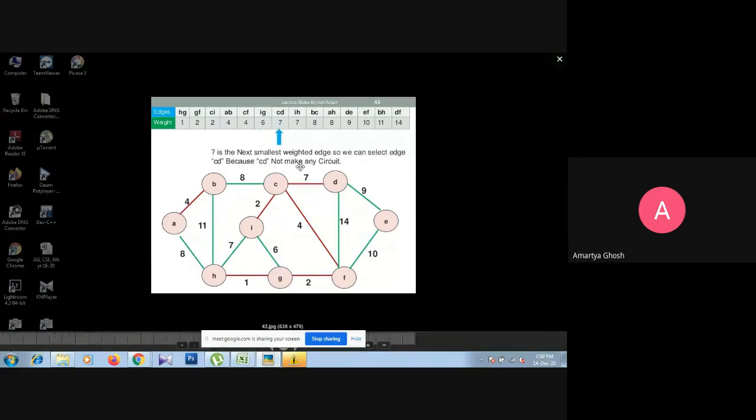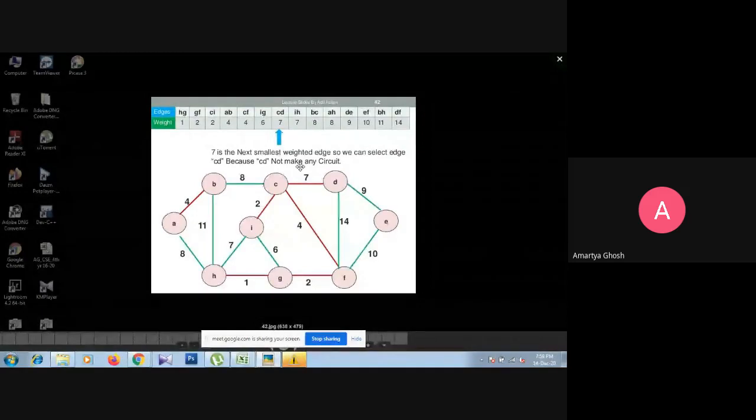So next, 7. Where is the 7? There are two 7s. The first 7 is CD. If we choose this, D is not yet connected with the graph. After this edge, D will be connected, and there is no contradiction.